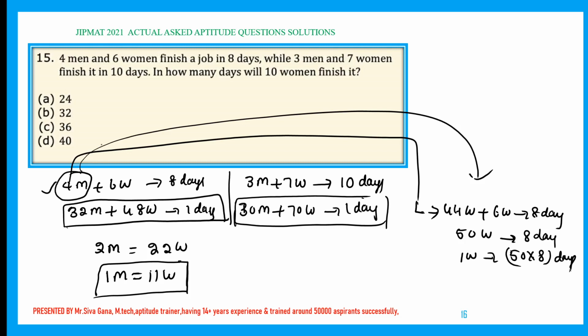50 into 8 days. Now he is asking for 10 women. So 10 women can finish the work in how many days? 50 into 8 divided by 10. 10 fives are 50, 8 fives are 40, which is nothing but 40 days. The work will be finished in 40 days.